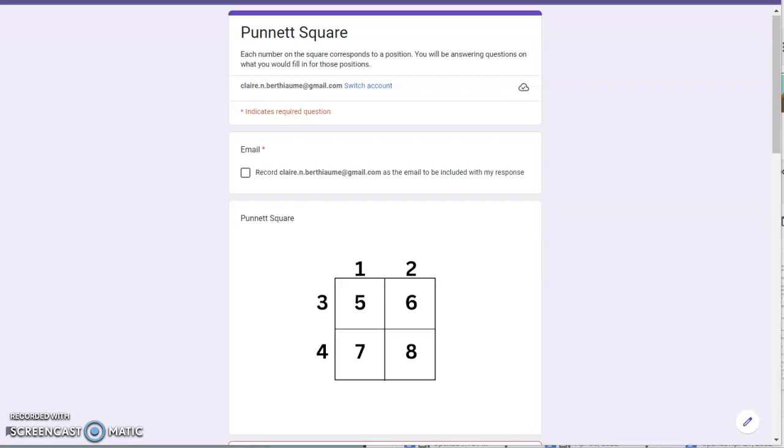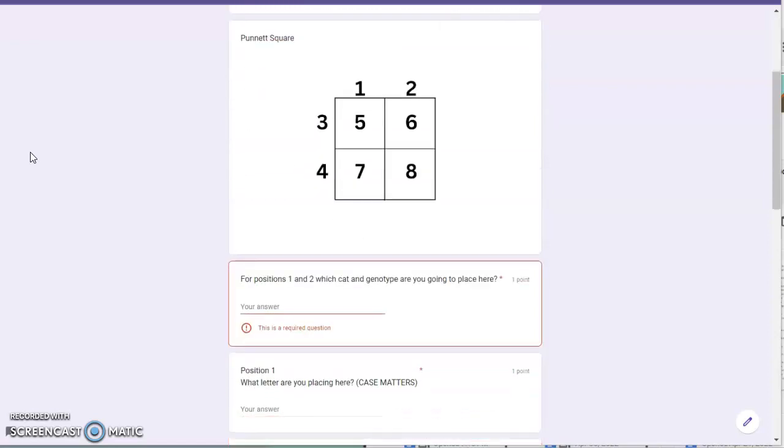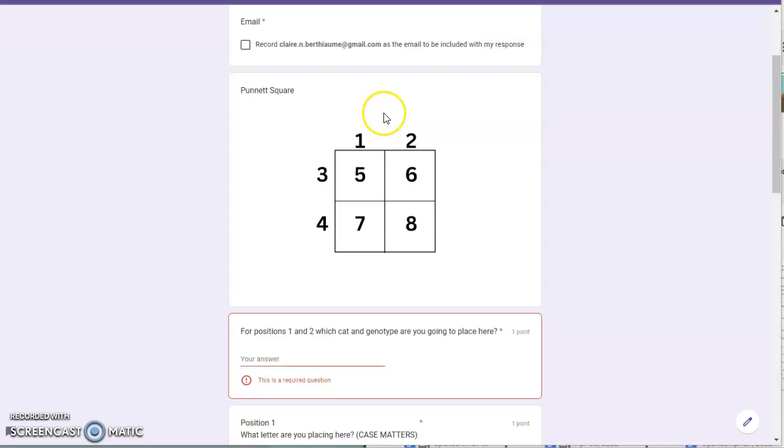Alright, I'm going to be walking you through the directions for the Punnett Square Google Forms assignment. As you can see here, each Punnett Square has a number, and that number corresponds to a position on the Punnett Square.